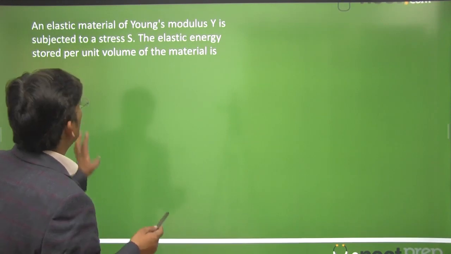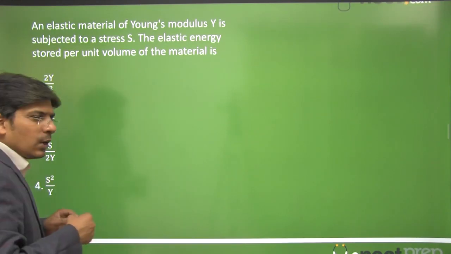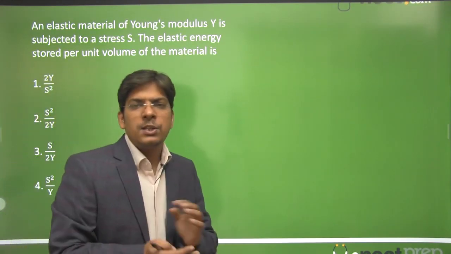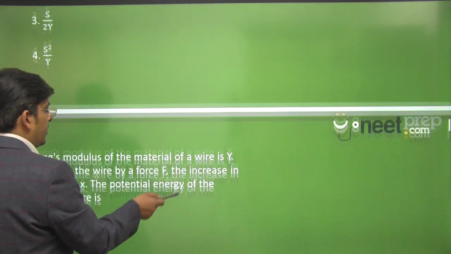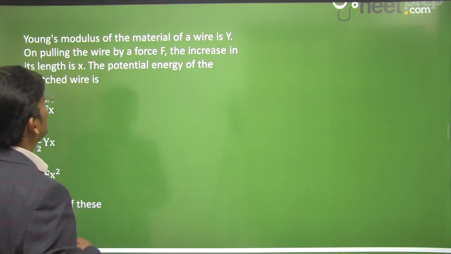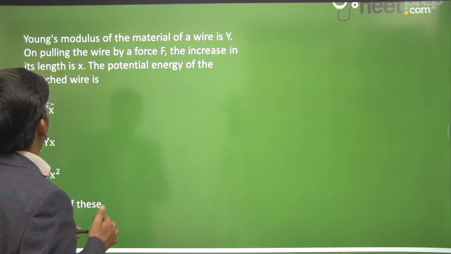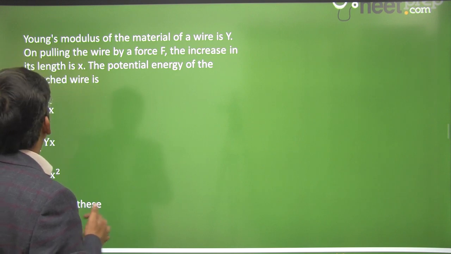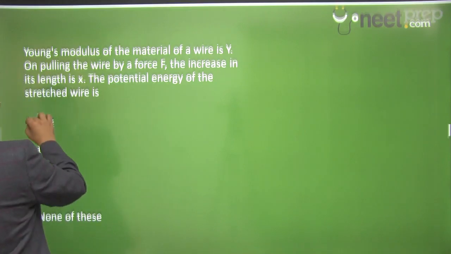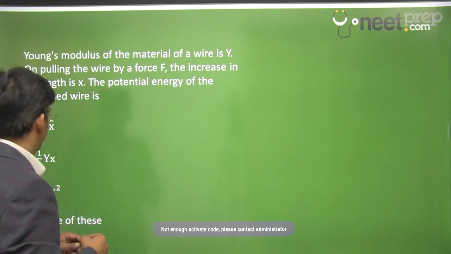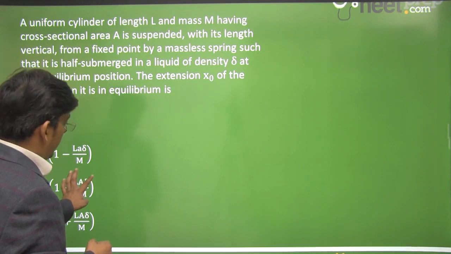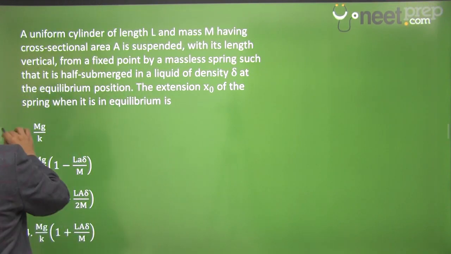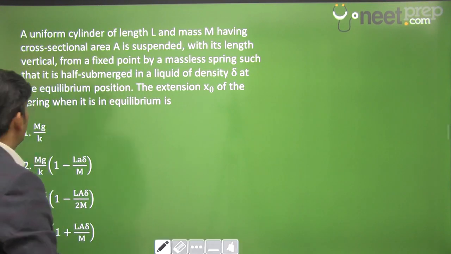Another question, this you can do yourself. We are asked to calculate the elastic potential energy stored per unit volume in terms of stress only. This we have already done in the concept videos. Young's modulus of the material of wire is Y. On pulling the wire via force F, the increase in length is x. The potential energy stored in the wire is half Fx, right? It is half Fx. Okay. This seems to be a good question. Let us try this question now.